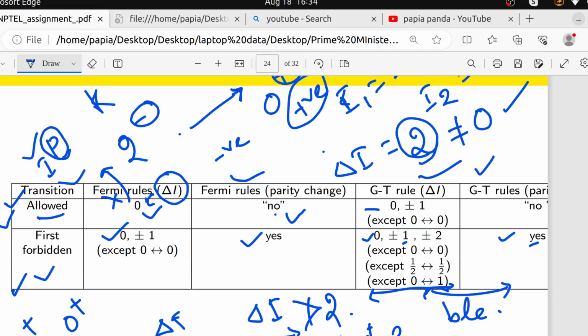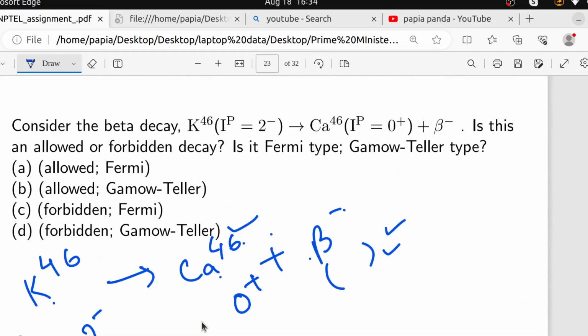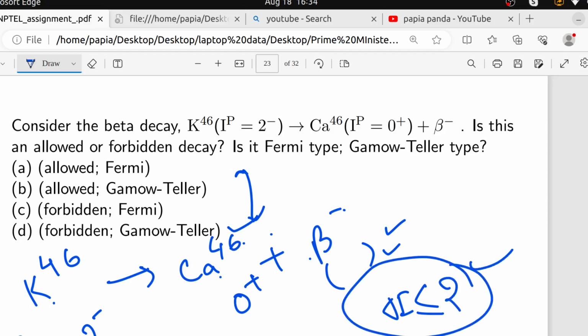I understand your point. The 4 options are like that, right, whatever is given? Yes, ma'am, exactly these 4 options were there. So if these 4 options are given, that means delta I should be less than or equal to 2, so that the answer will be there. Exactly. So I will talk to sir and after that I will let you know.